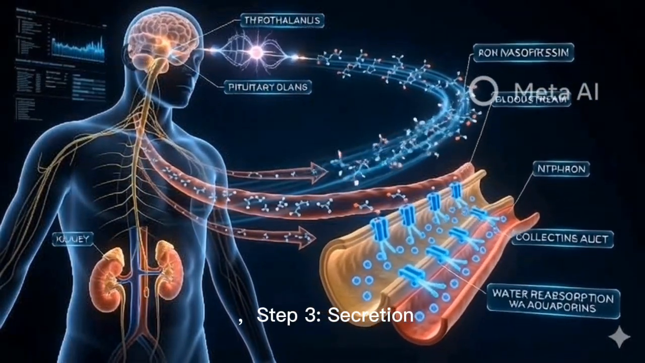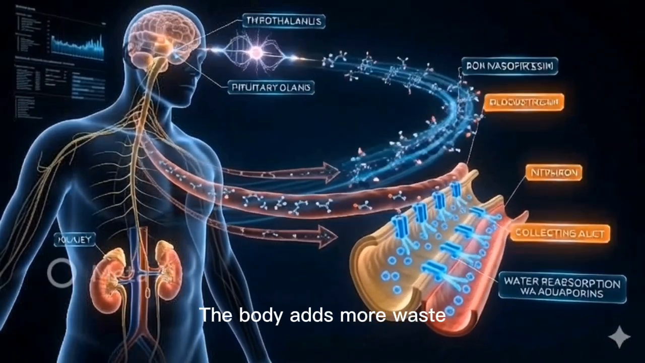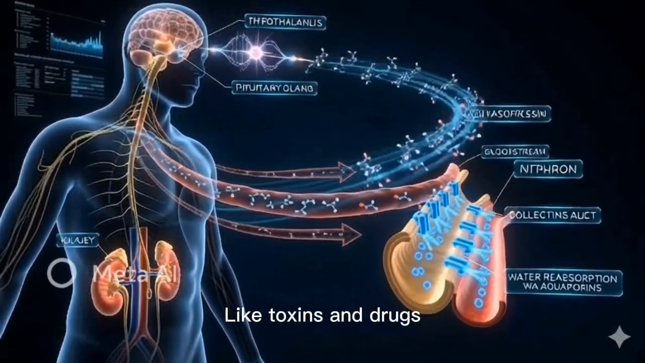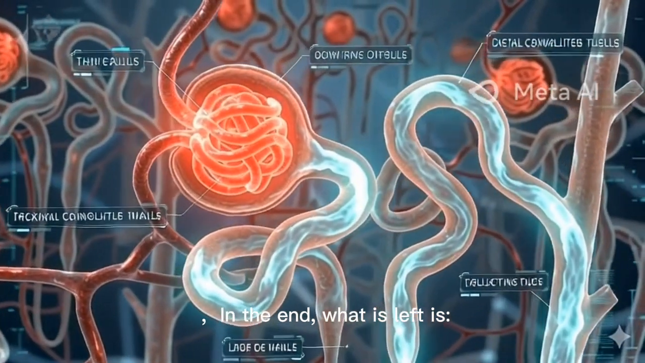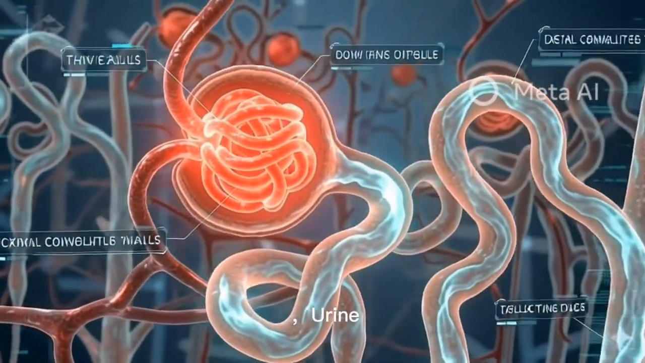Step 3. Secretion. The body adds more waste, like toxins and drugs. In the end, what is left is urine.